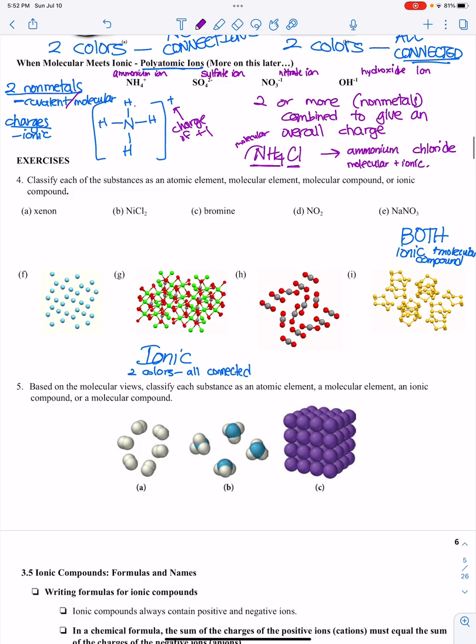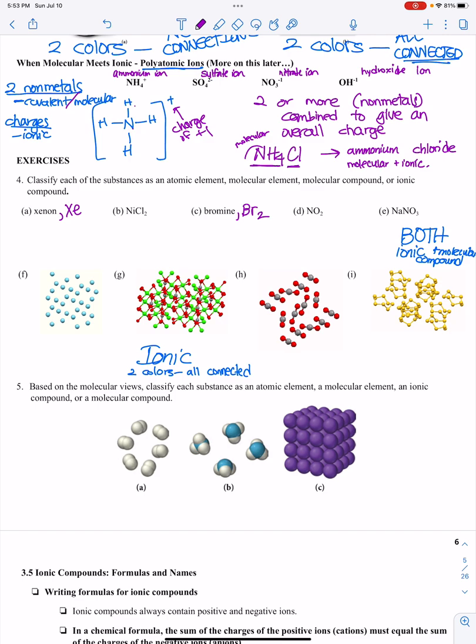All right, so now you are just going to do exercises 4 and 5 here. I kind of got you started and gave you some answers. So for exercise 4, you're going to classify each substance as an atomic element, a molecular compound, or an ionic compound. I'm going to help you out. Xenon is Xe, bromine is Br2. So I did an example here.